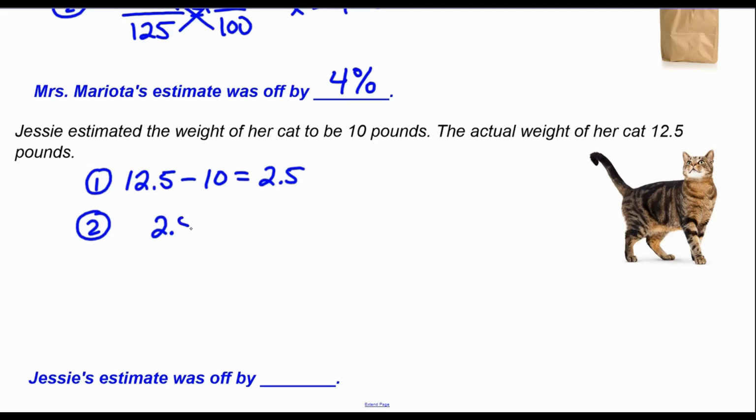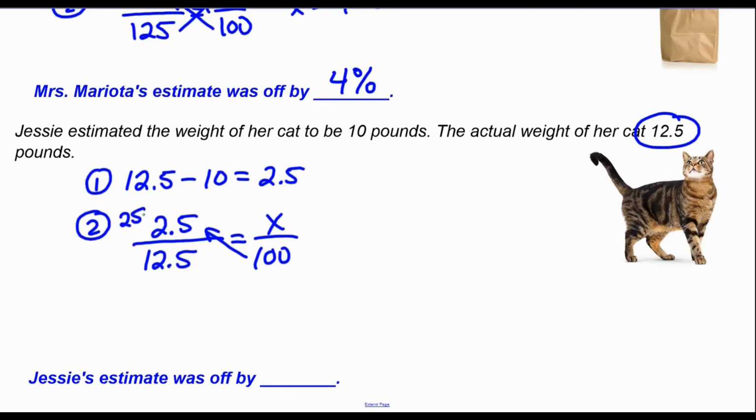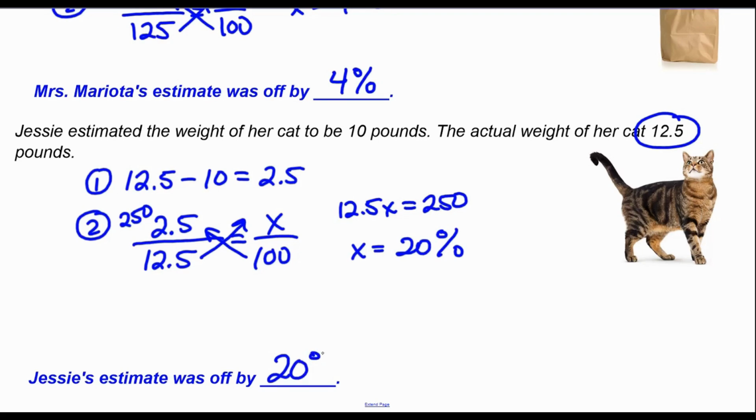We have to find out what percent that is using the percent error proportion. This was the amount of error. The actual amount was 12.5 pounds. So that goes in the denominator. How much is that out of 100? And then again, I use cross product to solve this. 100 times 2.5 is 250. So 12.5 times x is 250. So I take 250 divided by 12.5 to find out what x is, and that gives me 20. So 20%. So Jessie's estimate was off by 20%. So using similar proportions here to find percent of change and to find percent error.